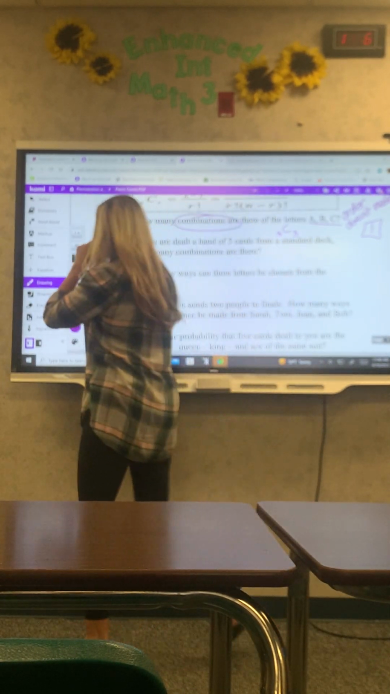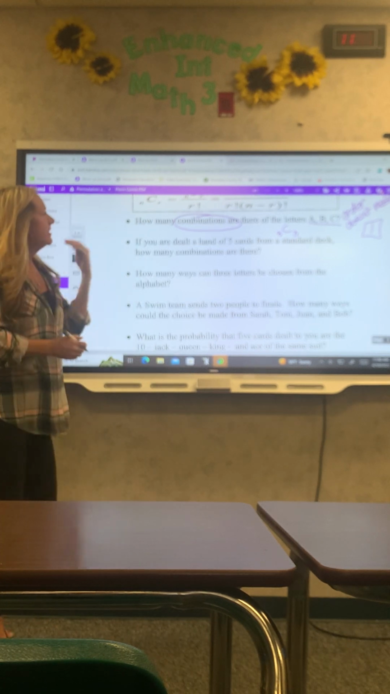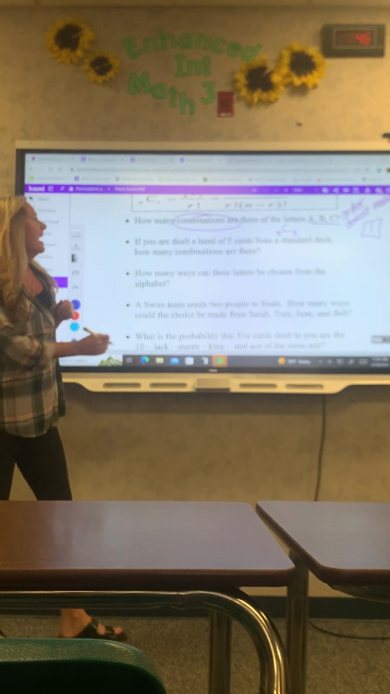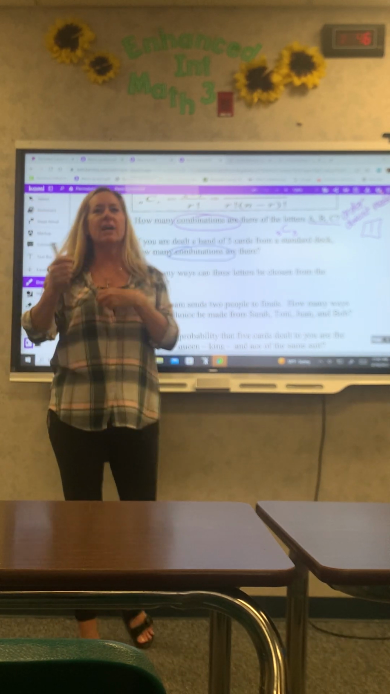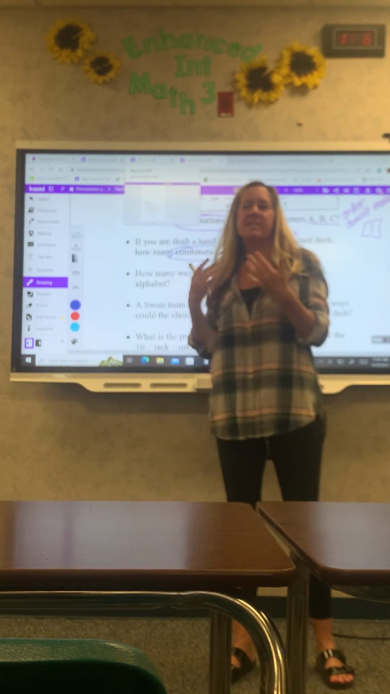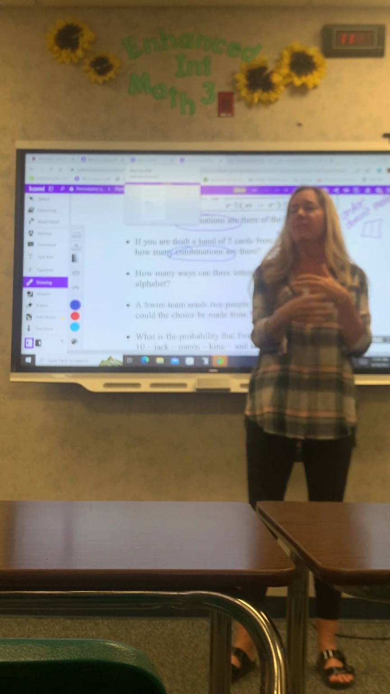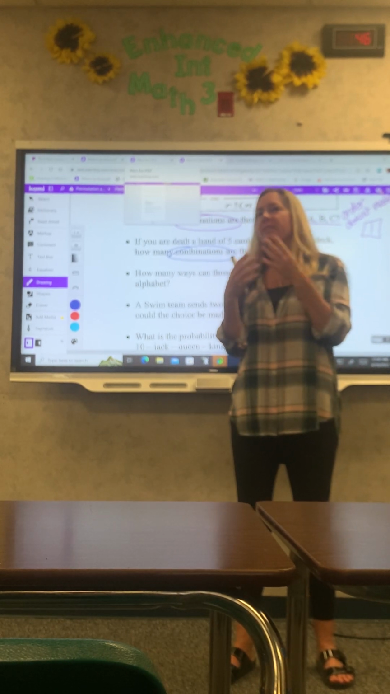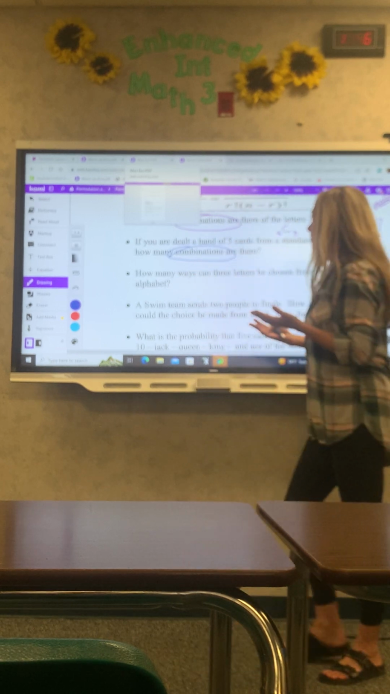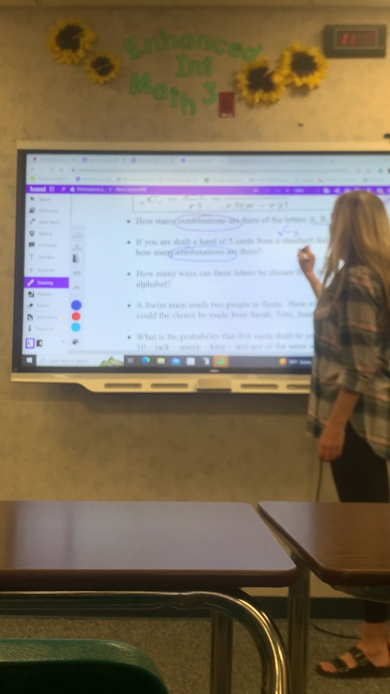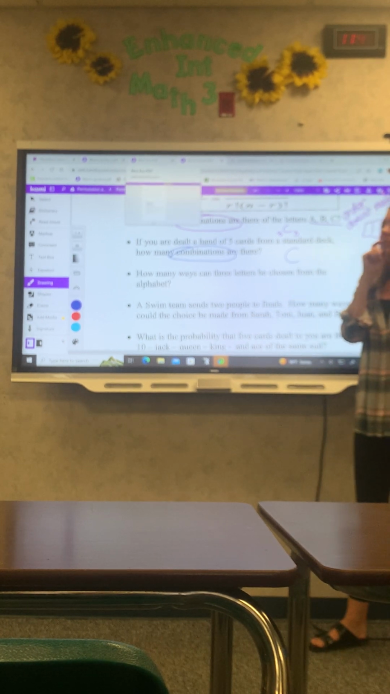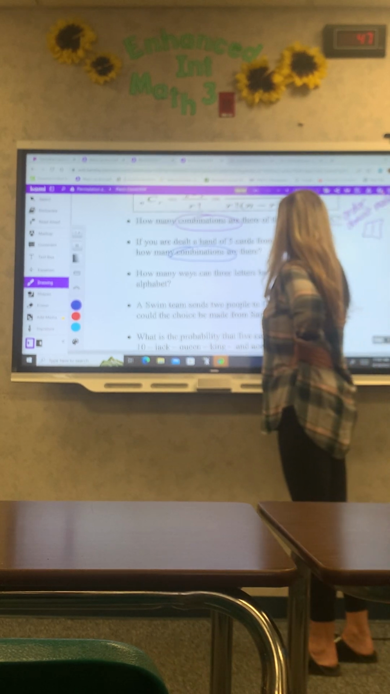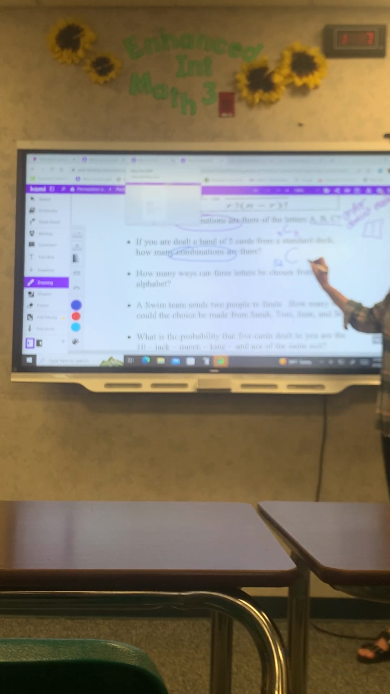Let's do the next one. My favorite ones are the ones that have to do with cards. If you're dealt a hand of 5 cards from a standard deck, we're talking about poker here, people, how many combinations are there? When you're dealt cards in poker, unless you're playing Texas Hold'em where order does matter because you see the flop, in a standard game it doesn't matter what order you get those 5 cards, because they end up being the same hand anyway. So it's a choose, because order doesn't matter. How many are in the deck? 52. So 52 choose 5.